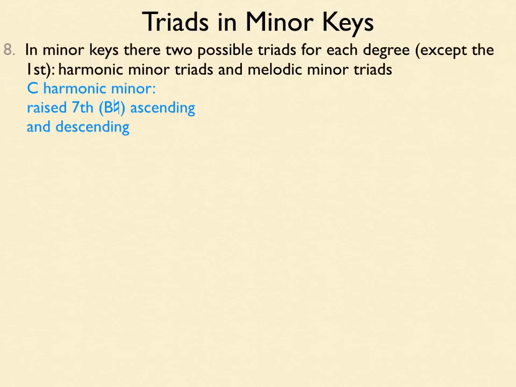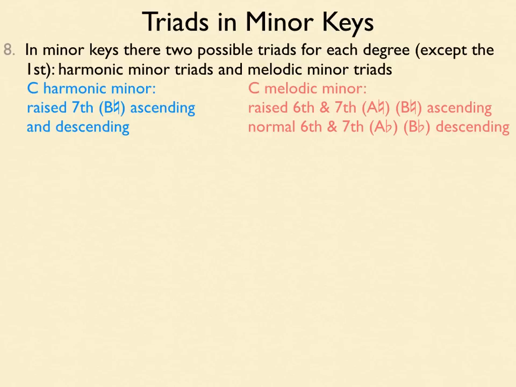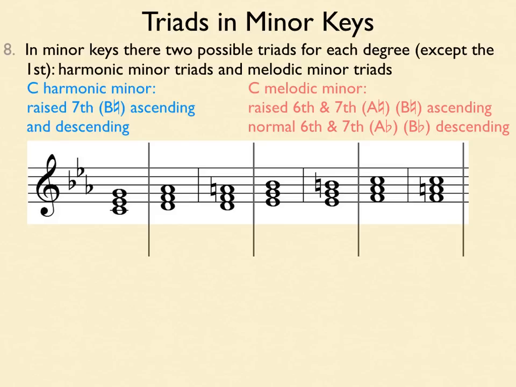So we're going to take C harmonic minor. If you remember, C minor will have 3 flats in its key signature, but the harmonic minor scale will also have a raised 7th, a B natural, ascending and descending. But the C melodic minor will have a raised 6th and 7th ascending, so an A natural and a B natural, which will return to normal, A flat and B flat, when they descend. Because you have two different types of minor scale, you're going to have various triads to deal with in minor keys. So I've just taken from the tonic triad up to the subdominant there.